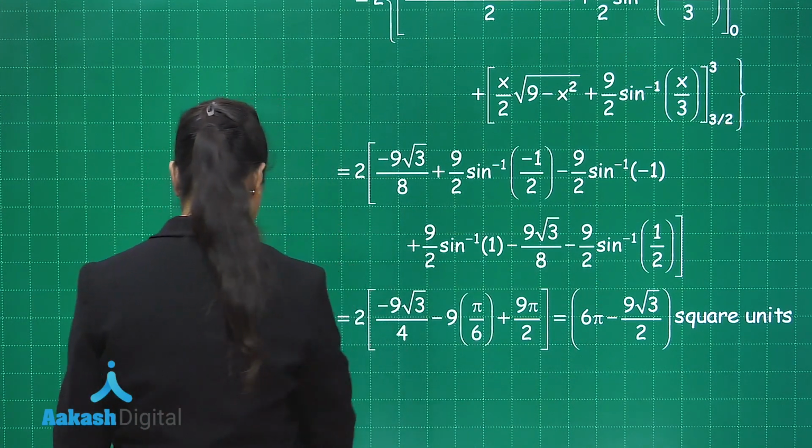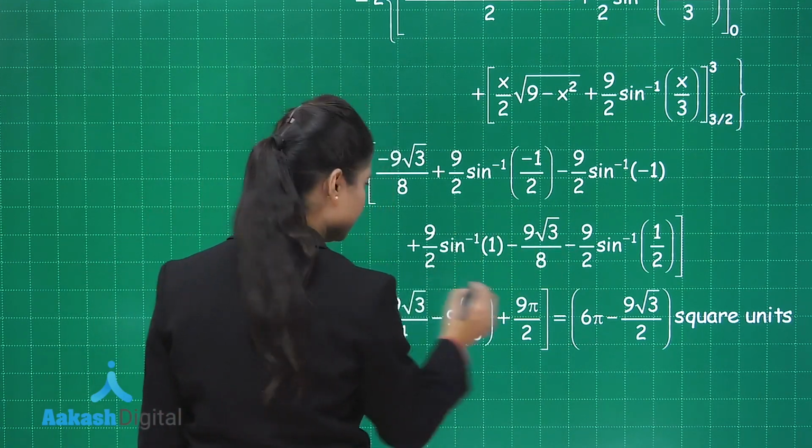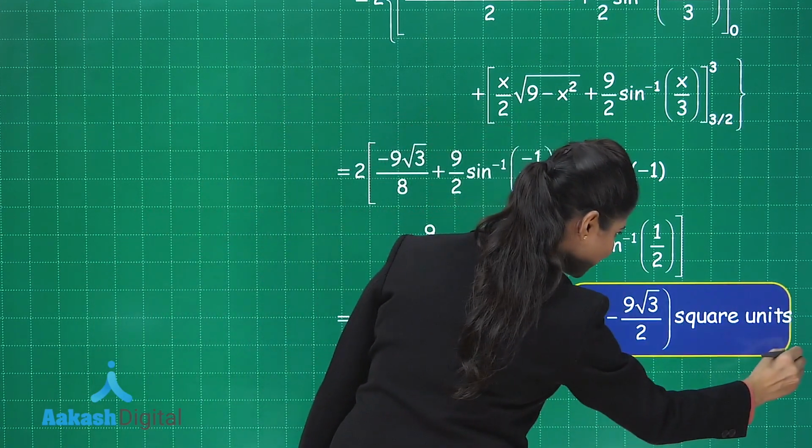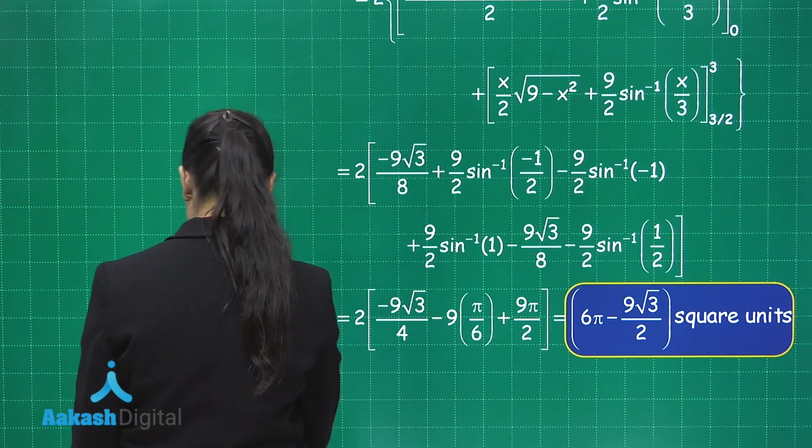So this is the area of the region bounded between the two given circles. So this is your required answer for this question.